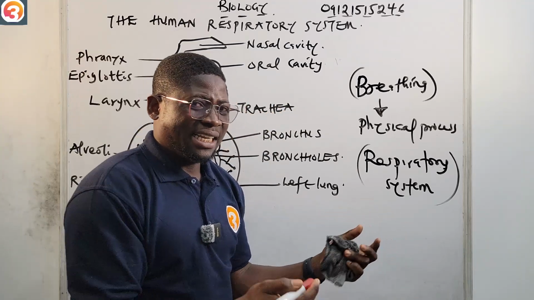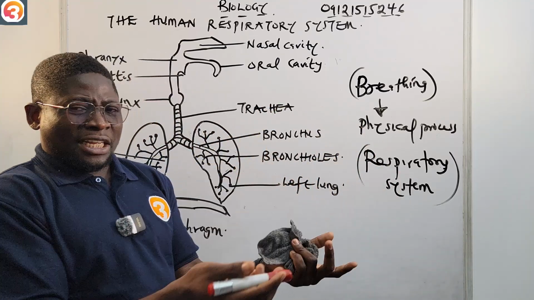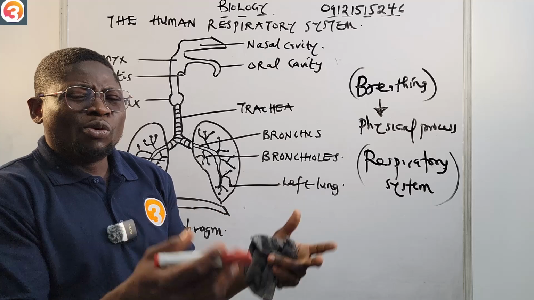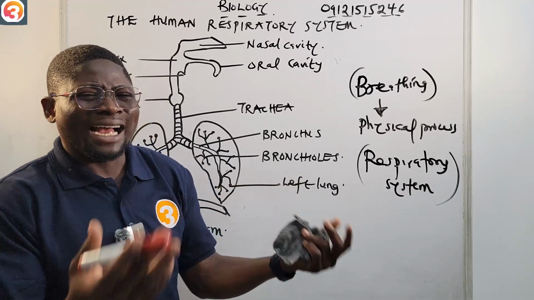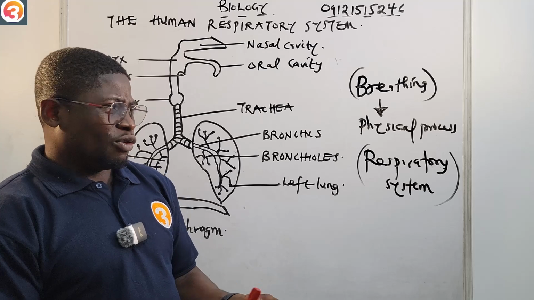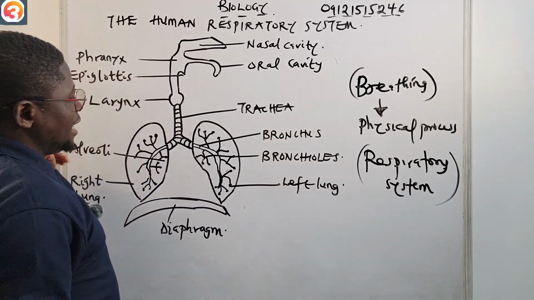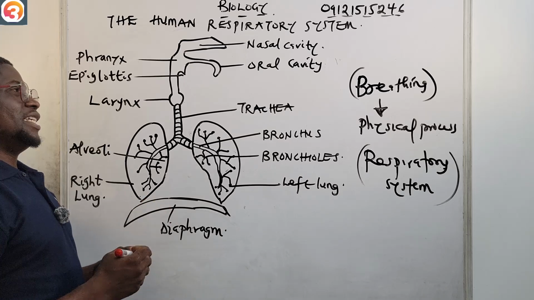And having known that, the next question you'll be asking yourself is, now that we have breathed in air and it goes into our respiratory system, which organs are responsible for taking this air into our body? Of course, that's what we want to look at next, and that's why we have this diagram here, the diagram of the human respiratory system.